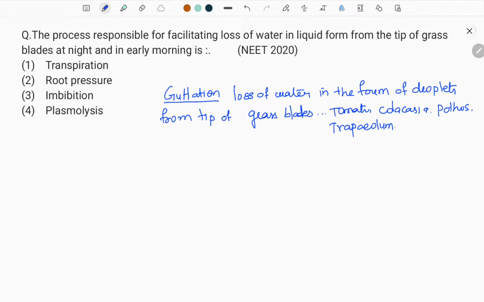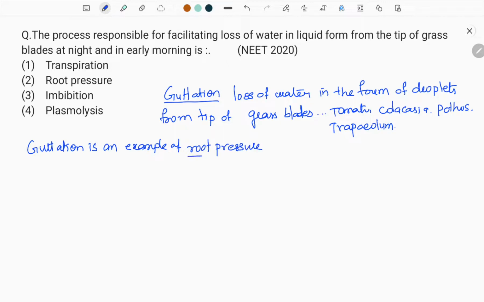What is this guttation? Why does it take place? How do we understand guttation? Guttation is the result, an example of root pressure. Guttation is an example of root pressure. How do we understand root pressure?